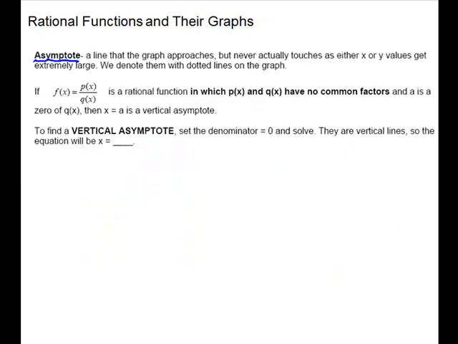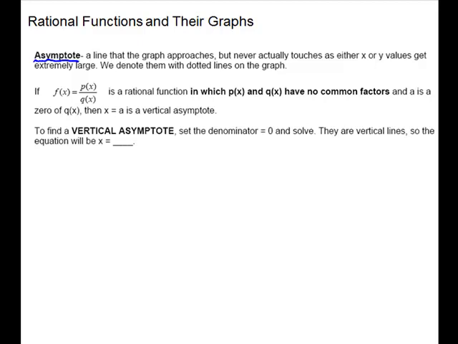Next, we have some terminology that we need. First of all, asymptote. An asymptote is a line that the graph approaches. It never actually touches, but it gets close as either x or y values get extremely large. And I have called this before that it blows up there. Right? We show them on our graphs with dotted lines. It's not a real line, but it's like an invisible line that you're going toward.